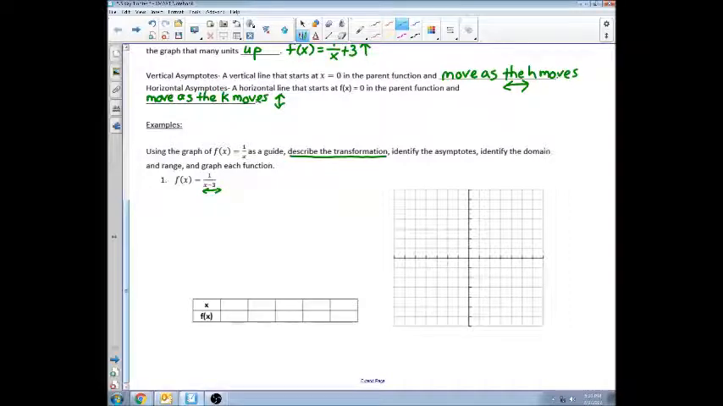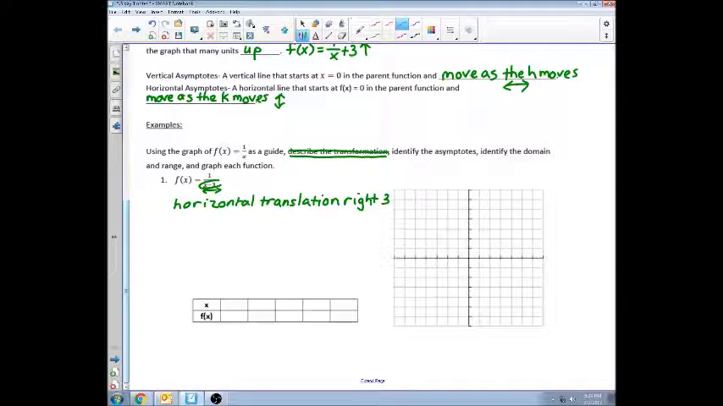So it'll be a horizontal translation right 3. And that came from this x minus 3. All right? So since I had a horizontal translation right, there's no number on the outside. That tells me that I do not have a vertical translation. So I don't need to write anything down about a vertical translation. So we have taken care of our describe the transformation.